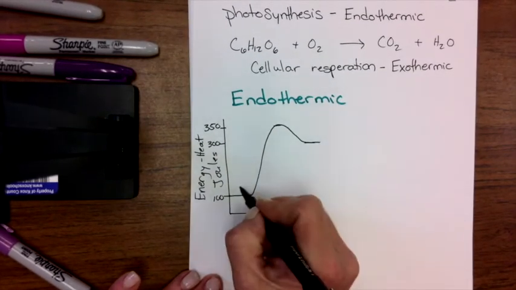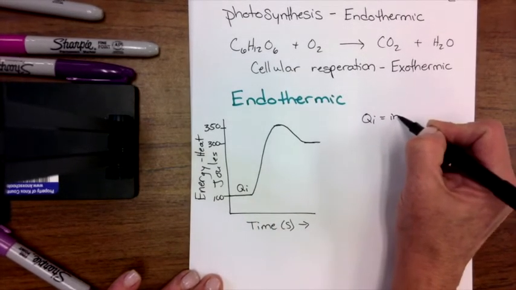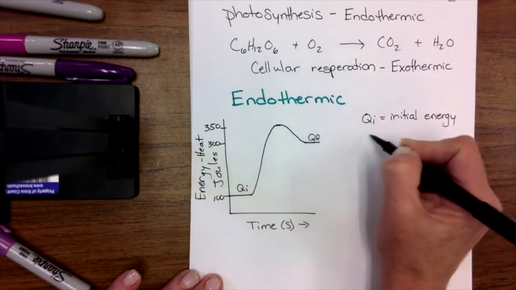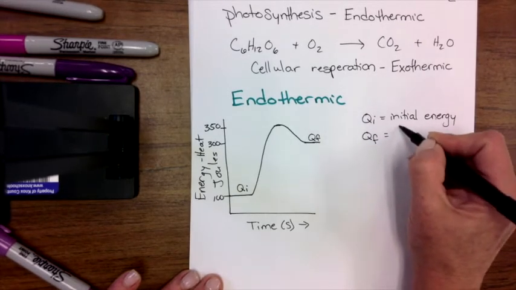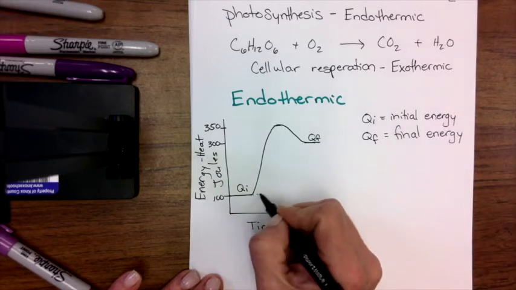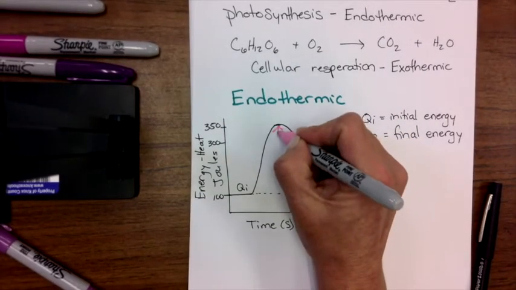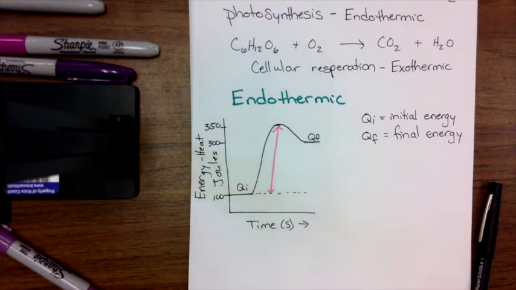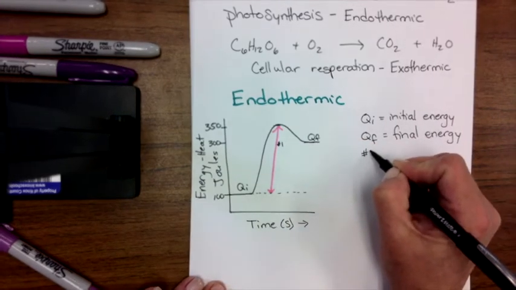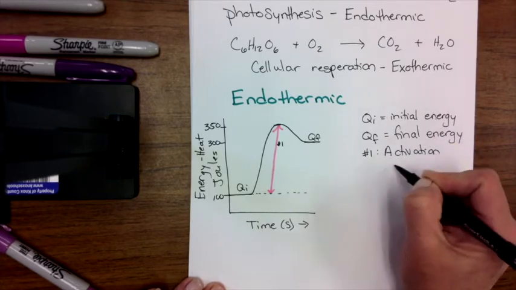On this part of the graph, we're going to call this Q initial. So that is our initial energy. And over here, we're going to have QF, which is going to be Q final. So our final energy. And then if I had a dotted line right here that went across, we're going to have an area here from the peak of the curve down to the bottom. And we are going to call this pink area number 1. So our number 1 area, this is called the activation energy.